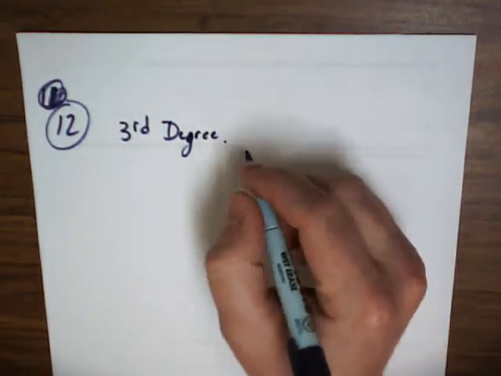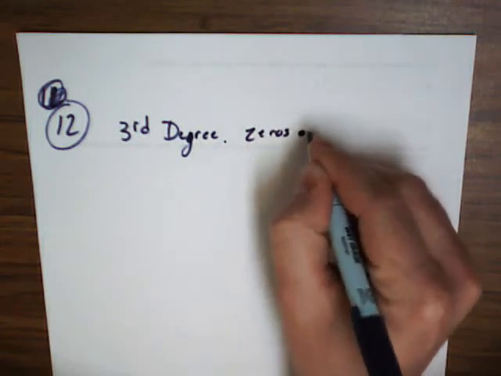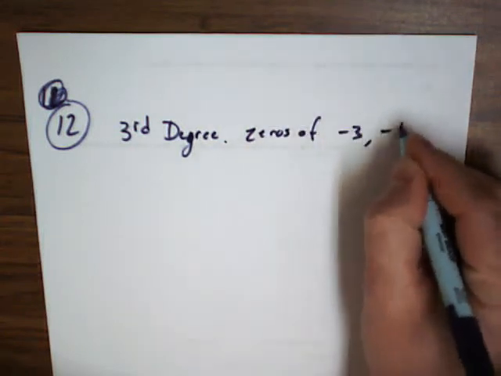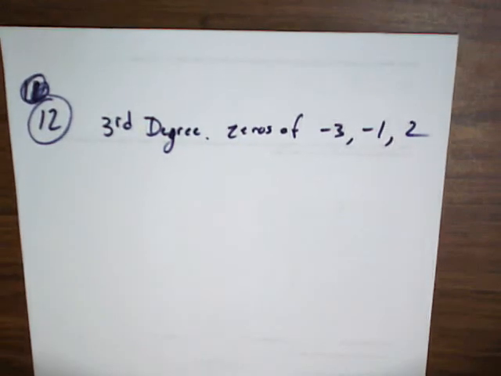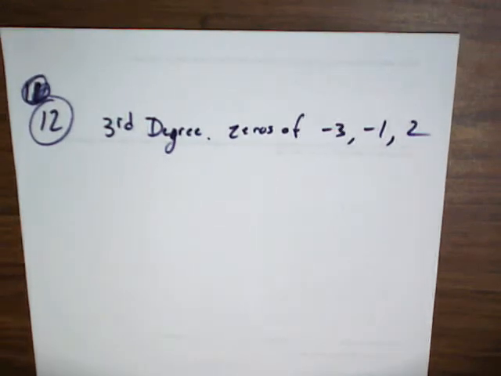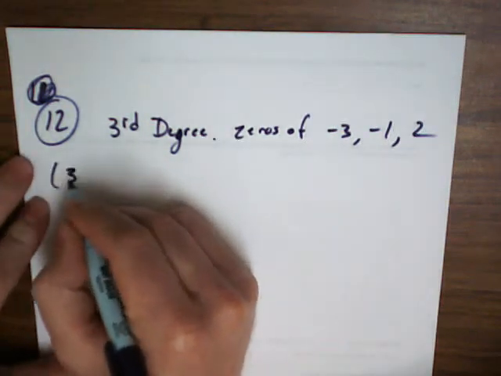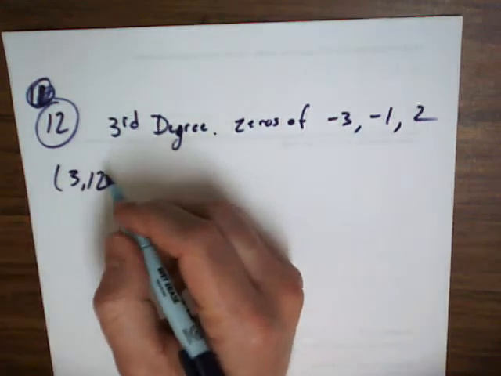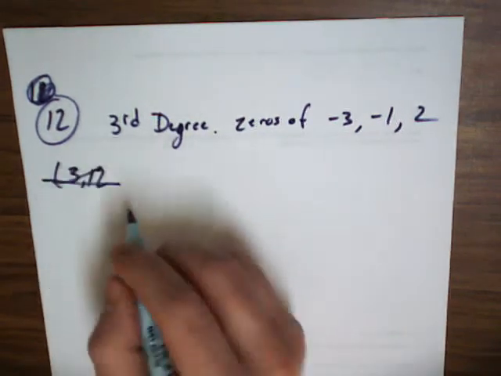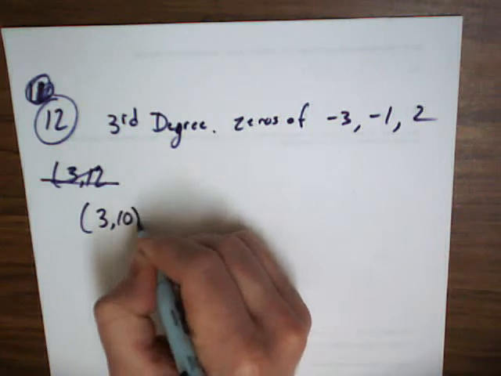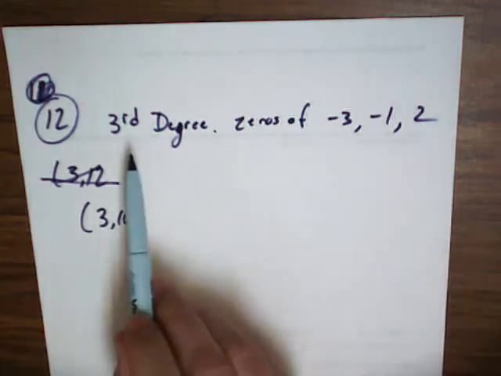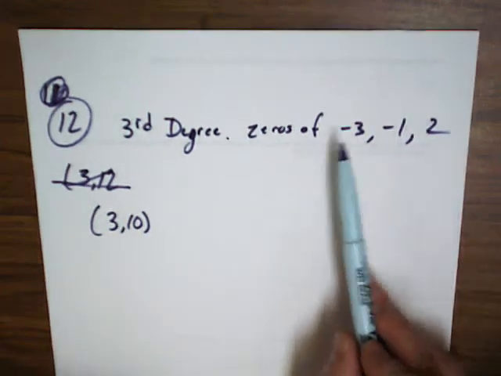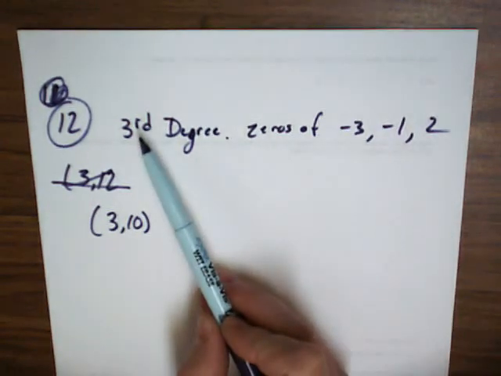It also says it needs to have zeros of -3, -1, and 2. So we got to have those zeros, and we also have to pass through this point. It's got to pass through the point (3, 10). So the lucky thing is that we can wait on this. So let's take care of this part first. Since we have 3 zeros, it's automatically third degree.